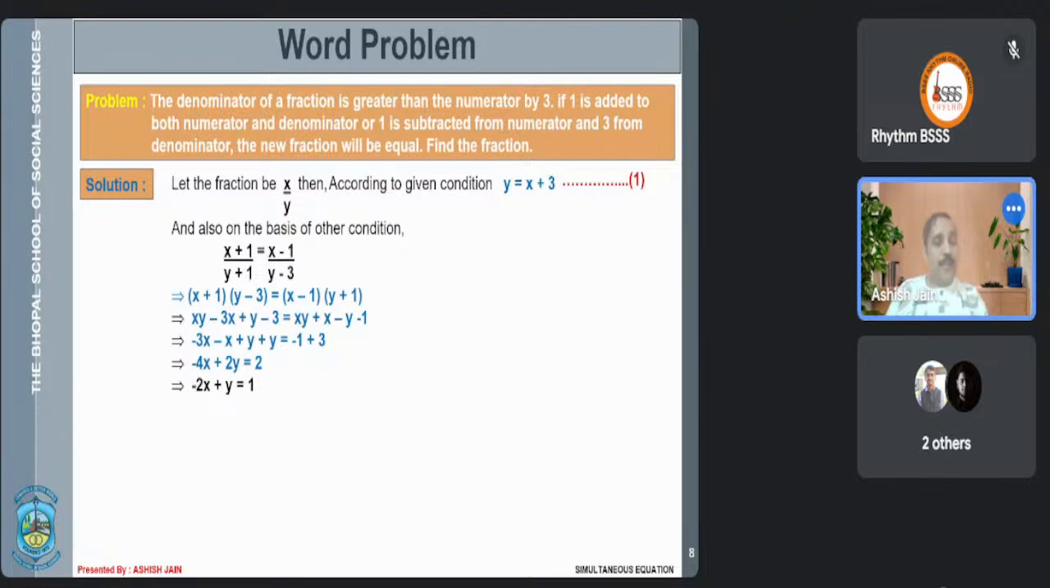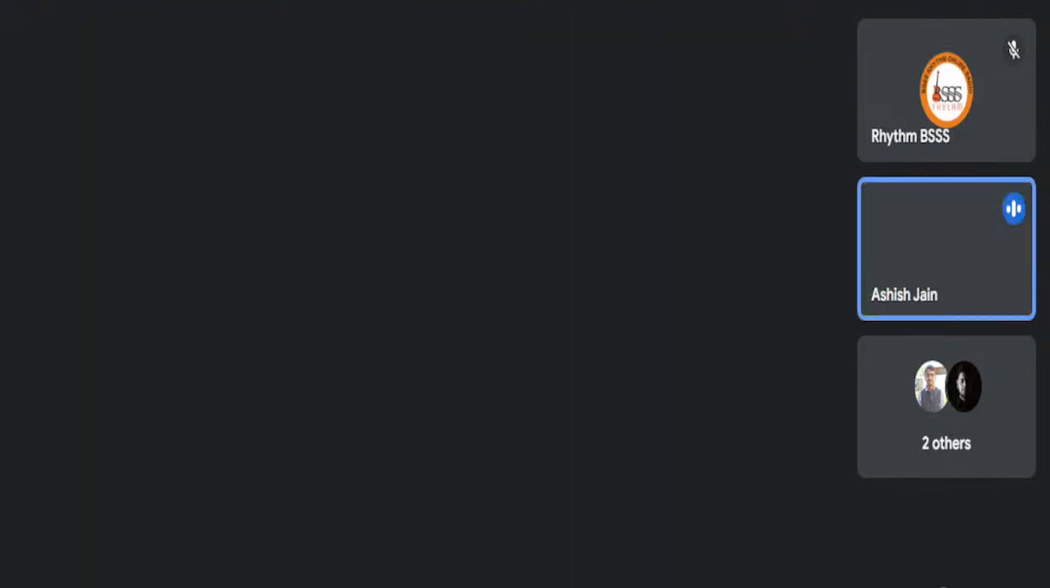How do you solve it? Using cross multiplication. Since I am using the equal to sign, I have to start my calculation with an implied sign. So it is x plus 1 into y minus 3, which is equal to x minus 1 into y plus 1. Open the brackets. It becomes xy, x into y, minus 3 times x, plus of y, minus of 3. I hope you know how to open brackets, right? It is equal to x into y plus 1.